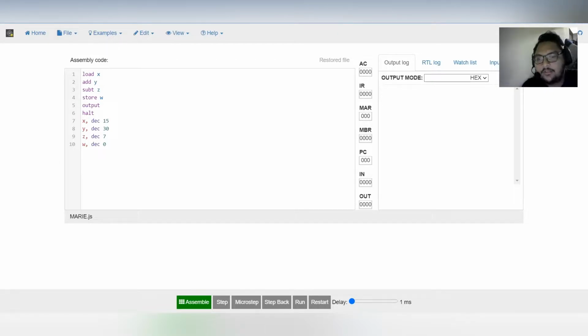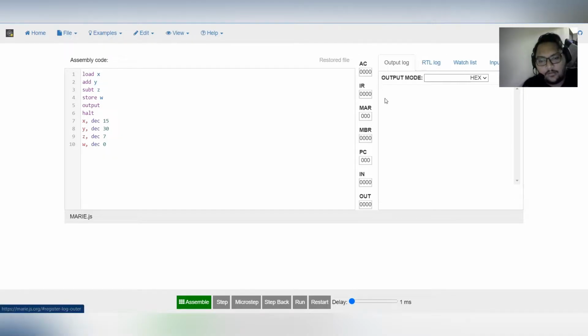So today I'll be presenting the simulation for MARIE for my group project task. So here I am coding. Basically, from this code, I just solve a simple equation which involves add and subtract. My equation is W equals X plus Y minus Z. Here I declare the values for X, Y, and Z. X is 15, Y is 30, and Z is 7. So in conclusion, my equation is just solving 15 plus 30 minus 7.